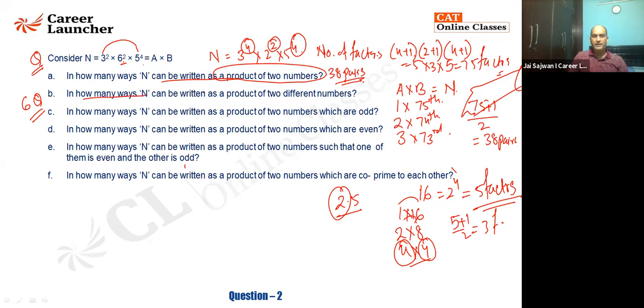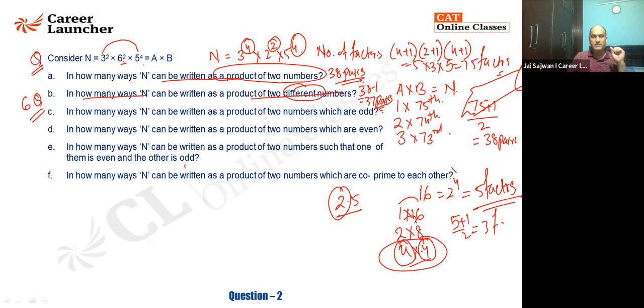In how many ways can n be written as a product of two different numbers? Now it is talking about different numbers. It does not want a case where both the numbers are the same. And we know there is only one such case, because the number is a perfect square, where the number multiplied with itself gives you that answer. So in case of different numbers, I'll say 38 minus 1, that is 37 pairs will be there. I hope it is clear. So that answer will come out to be 37 pairs.